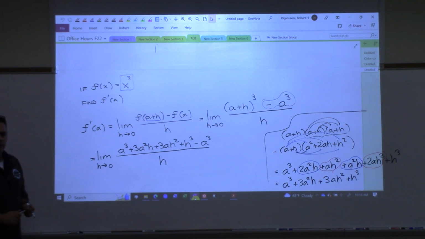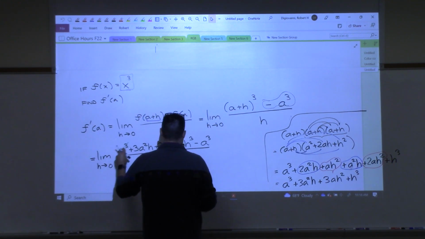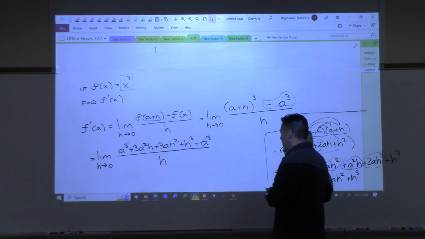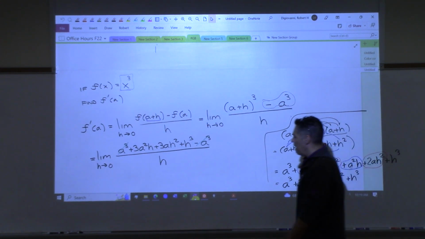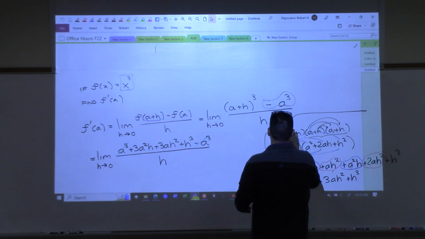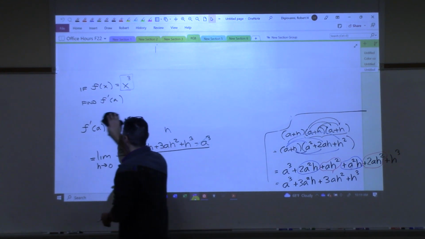Do y'all see what happens here? What happens? A cubes cancel, okay. Does anyone need any clarification on anything? I'm going to keep going, if not. All right. A cubes cancel. Now, let me come up here. What's left now? What's left here?